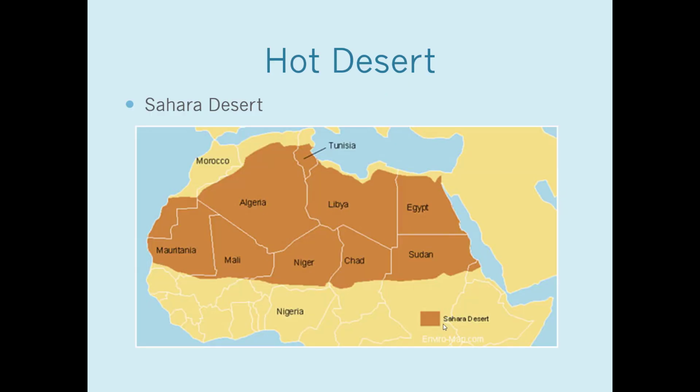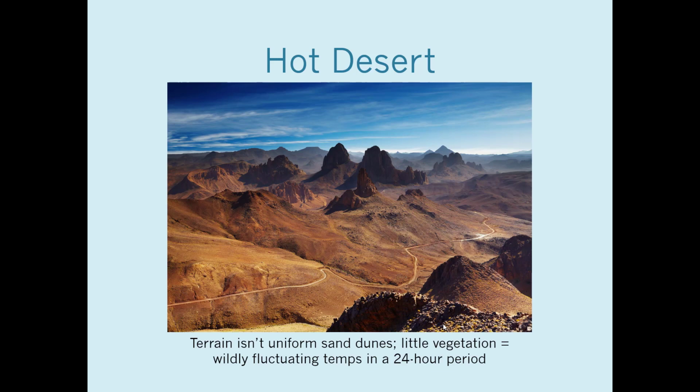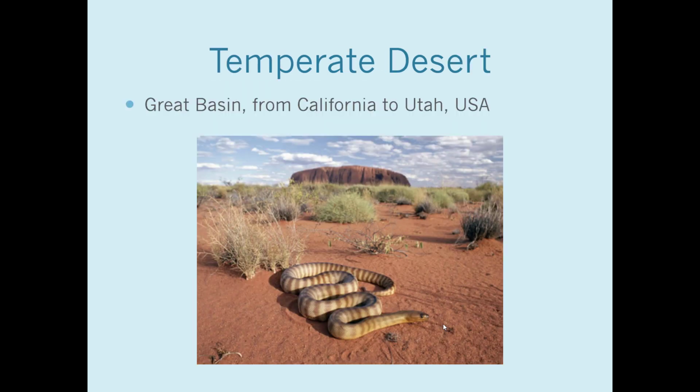Okay, so Sahara Desert's a great example of a hot desert, northern part of Africa, and looks like this. There's not a lot going on. Wildly fluctuating temperatures. It can get 110, 120 degrees out there during the day, and then it can plunge down into the 40s and 50s at night. So the animals that live there have to be very hardy. They have to be able to deal with a lot of stuff. And how do they deal with a lot of stuff? They usually end up digging little burrows.